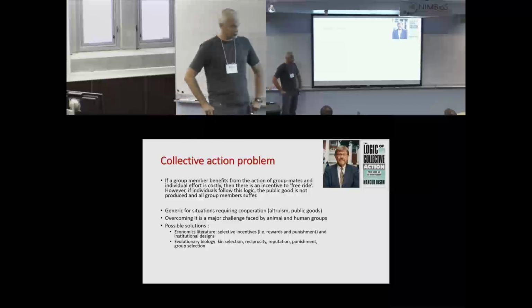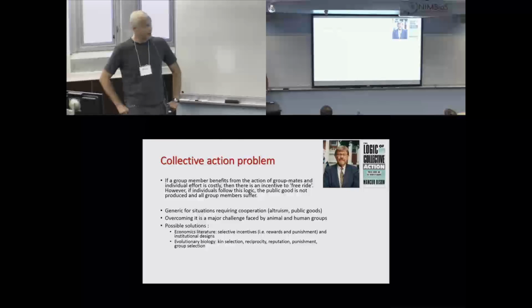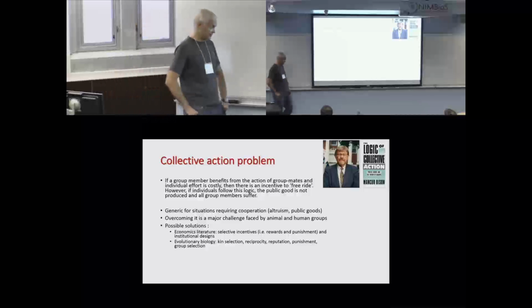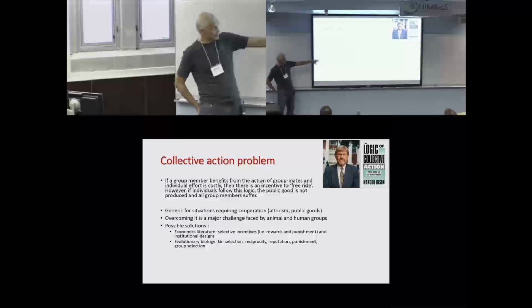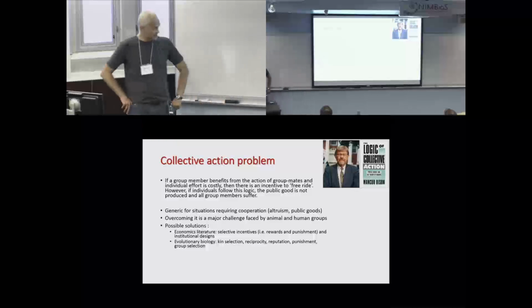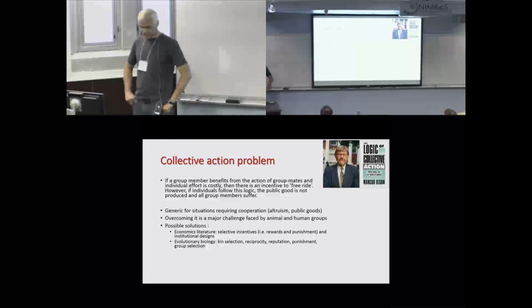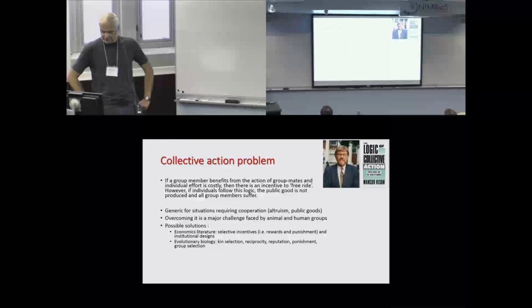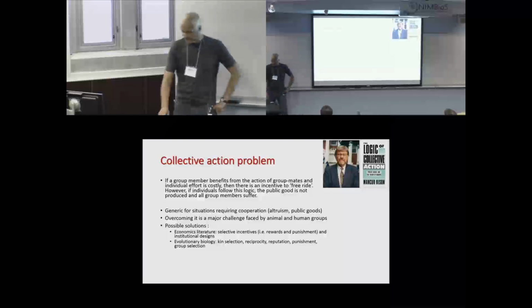In the economics literature, the discussion usually focuses on selective incentives and institutional designs. In evolutionary biology, there is also punishment, which correlates with selective incentives, but there are also biological factors: genetic relatedness, kin selection, reciprocity, reputation, and group selection.